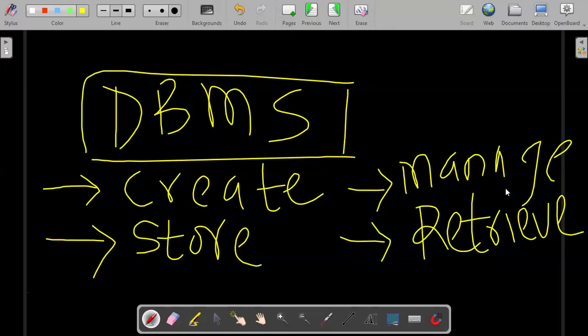So basically, in simple terms, it's software that is used to create, manage, store, and retrieve data in the database. The person that said we use it for manipulation is very correct, because all these things you are doing are data manipulation. If you say create, what is one thing we can create in a database? A table. Yes, a table.